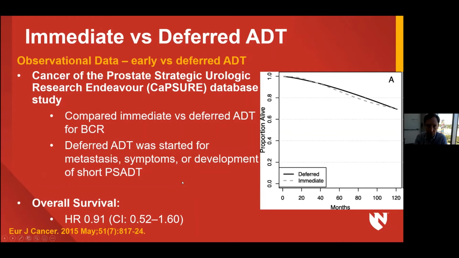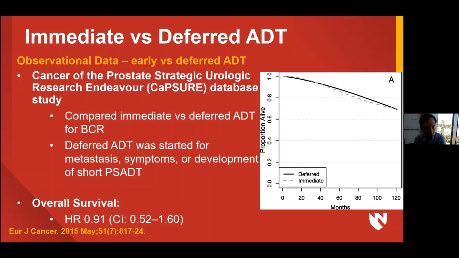We get quite a different answer for the patients with overt metastatic disease versus those with biochemical recurrence. In fact, it's been difficult to even necessarily demonstrate early intervention with ADT would provide a survival advantage. Just presenting some data that's really observational data from a database called the CaPSURE database that looked at registry data of patients that either elected for very early androgen deprivation therapy for biochemical recurrence versus deferred androgen deprivation therapy.